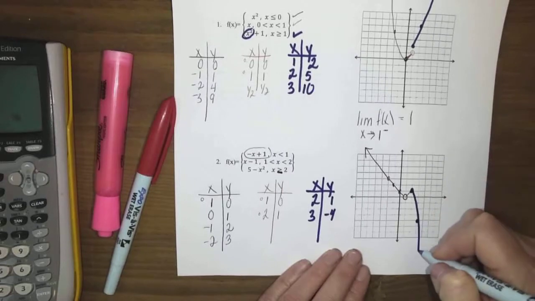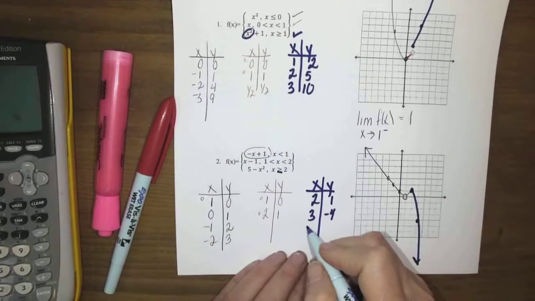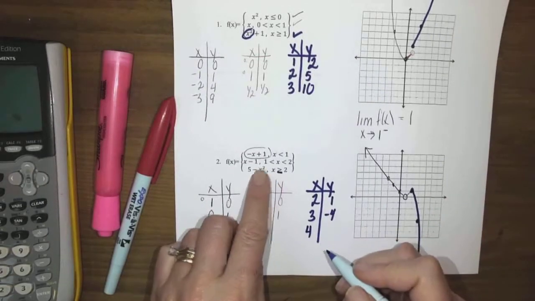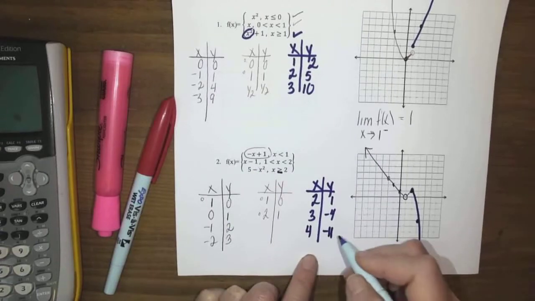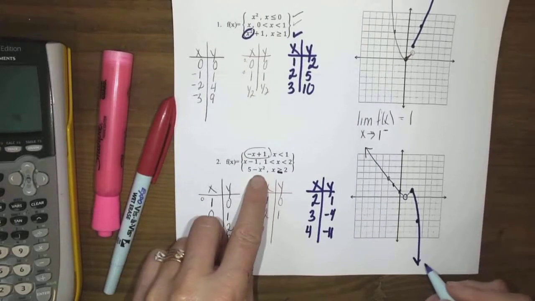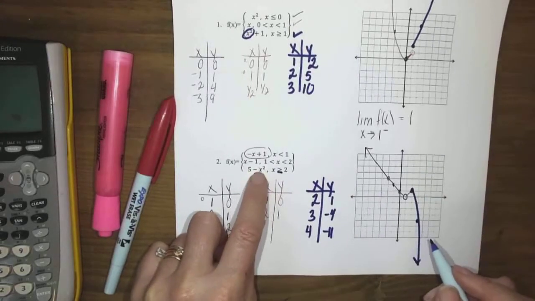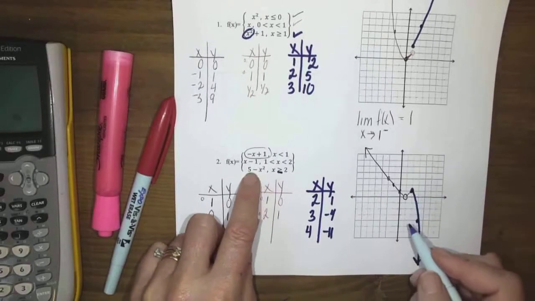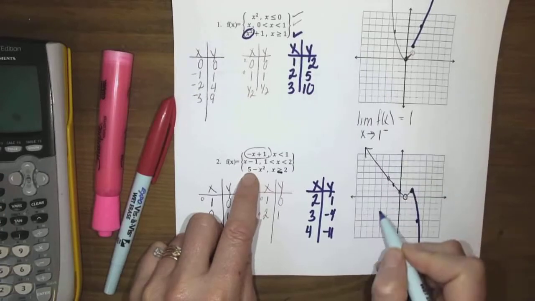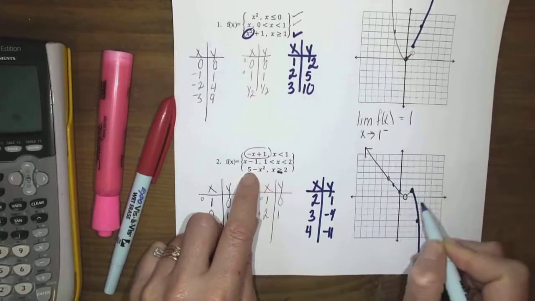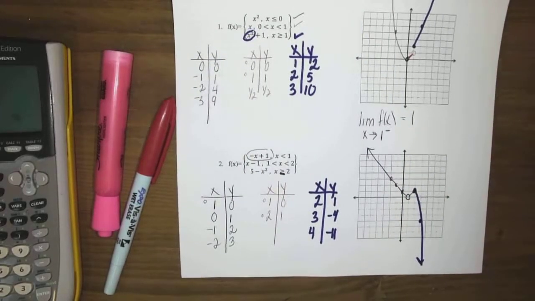And my next one would probably be off my grid. If I plugged in a 4, 4 squared is 16, 5 minus 16 is negative 11. So this is an x squared, so it is part of an upside down u because my x squared is negative. And that one would have been moved 5 up, so it would have been a u that went up pretty high and then back down. Those are my 3 parts.